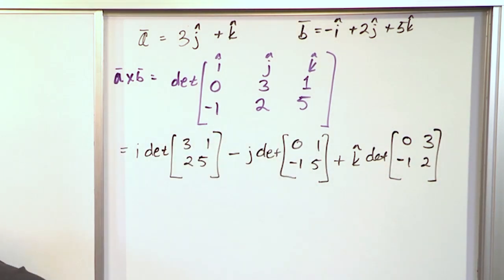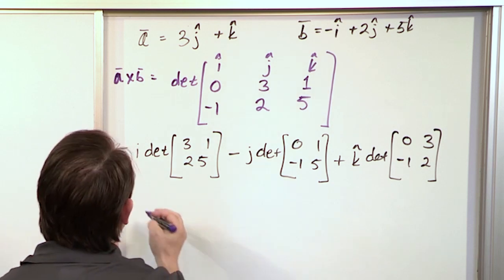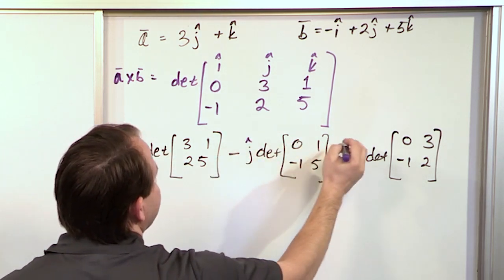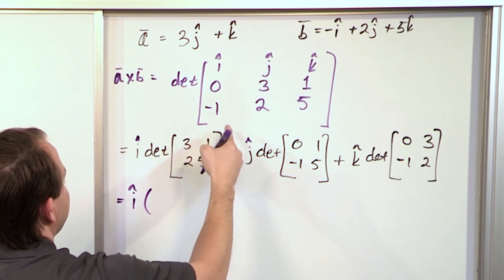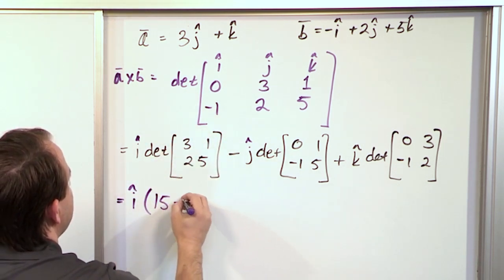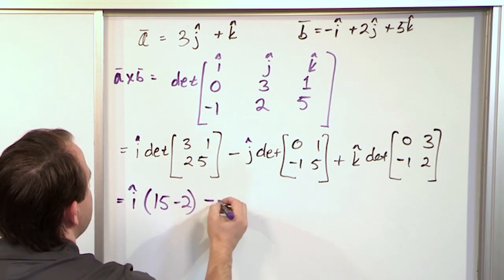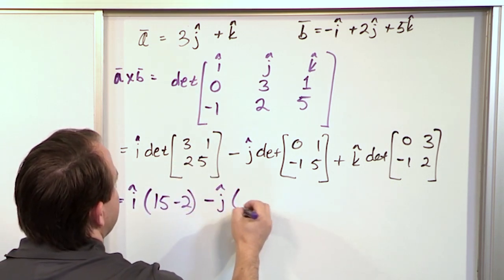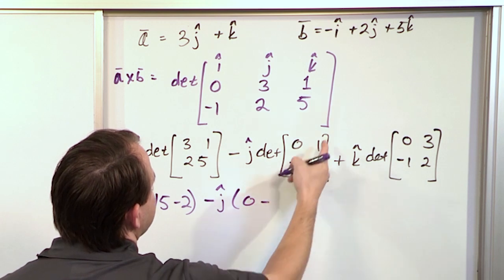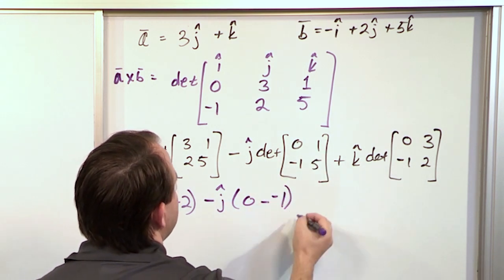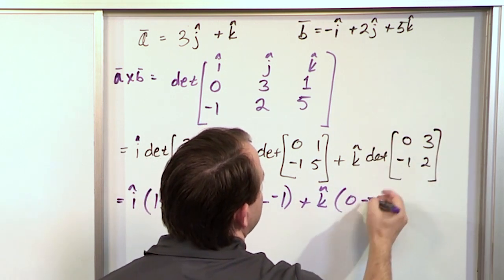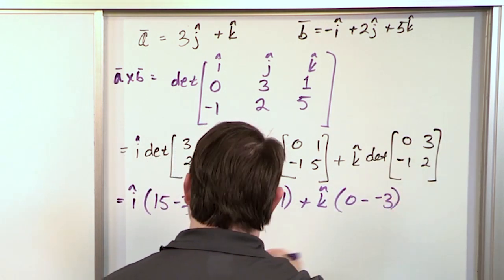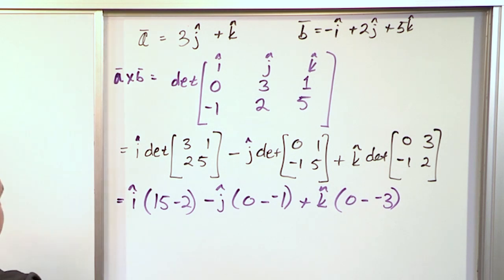And we all know how to calculate the determinant of these small matrices. Need to make sure I put the hats there. Then i hat, crisscross like this: 3 times 5 is 15, minus the 2 from this direction. The j is going to be 0 minus negative 1. Plus the k direction: 0 minus negative 3. This is extremely simple to find the final answer.